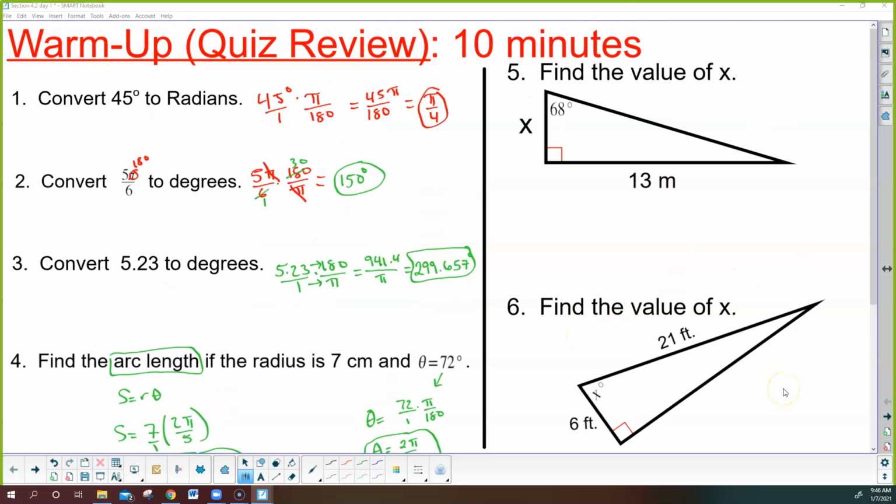All right, number 5 and 6. These are the ones that we went over briefly on Monday, and then we said, hey, guess what? You need to know how to do these. This is from Geometry and Algebra 2. It's right triangle trigonometry.